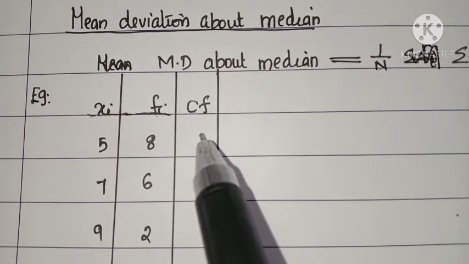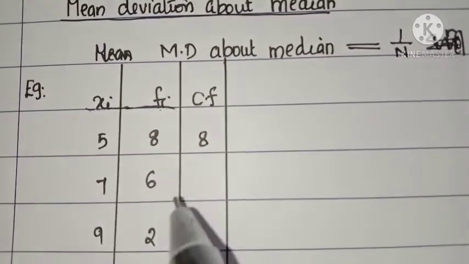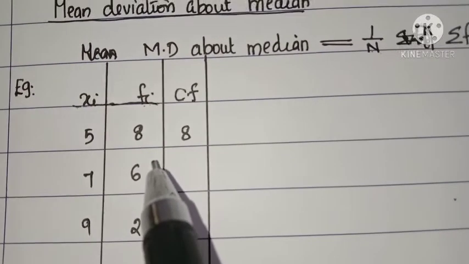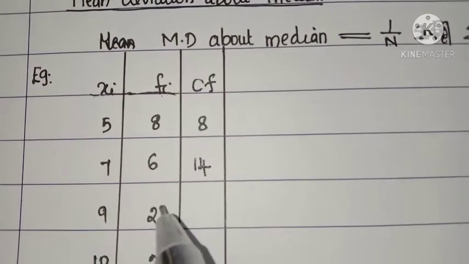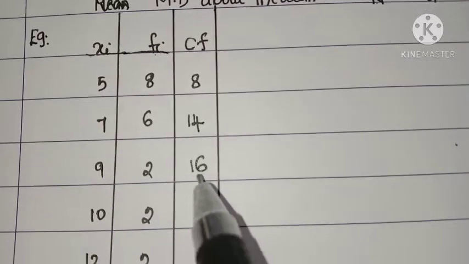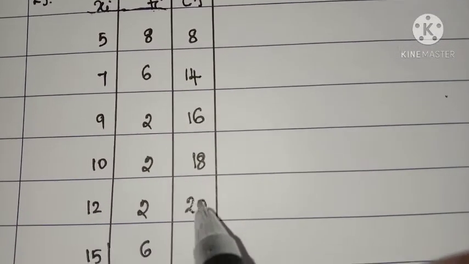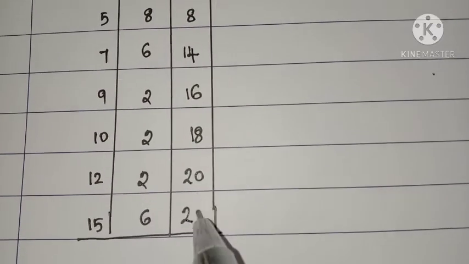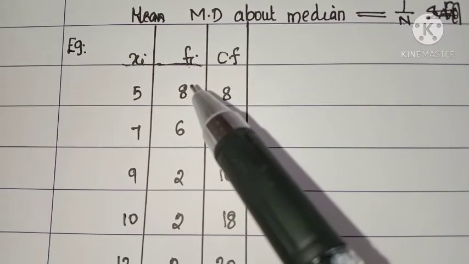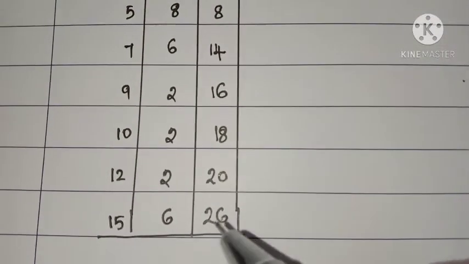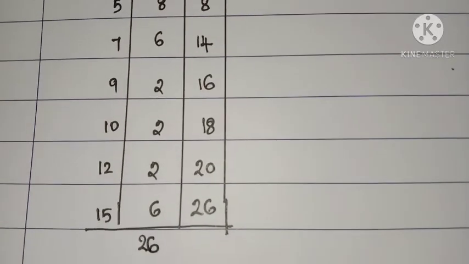Now listen, cumulative frequencies are obtained by writing the first frequency as such, that is 8. Now the second is 8 plus 6, 14. 14 plus 2, 16. 16 plus 2, 18. 18 plus 2, 20, and 20 plus 6, 26. Now listen, if we add these frequencies, we will see that the last cumulative frequency is the same as the total frequency. Okay.